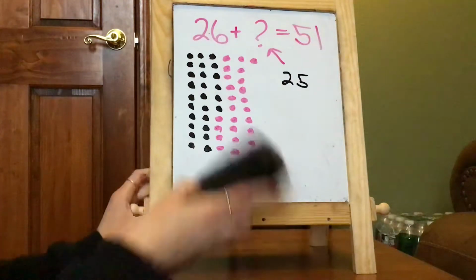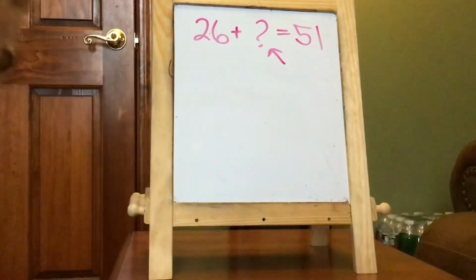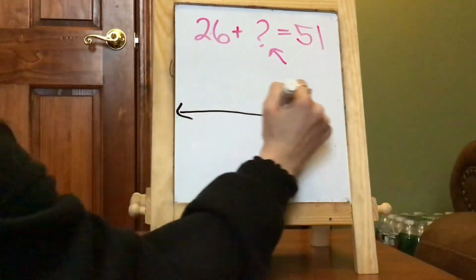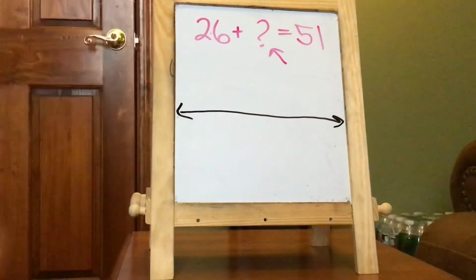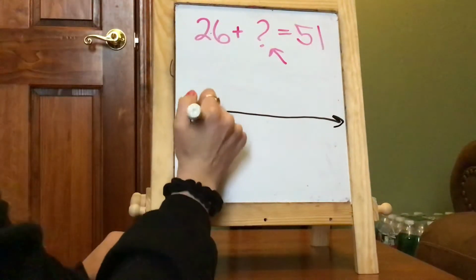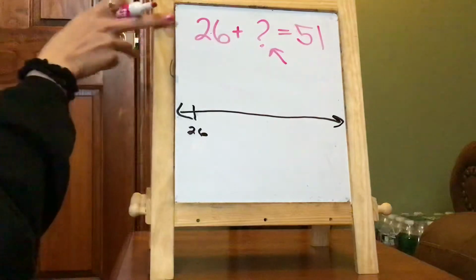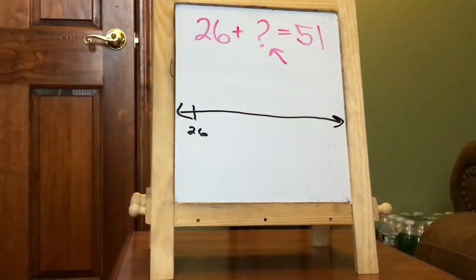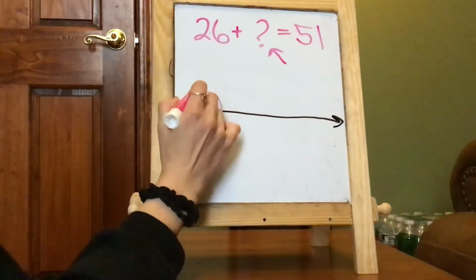Now, another way we could solve for a missing addend is to use a number line. When using a number line, it's important to start with your first addend. So I'm going to mark 26 on my number line first. And it's always easy to count by 10, so we know we need to go from 26 and work our way all the way to get to 51. I'm just going to count by 10s first.